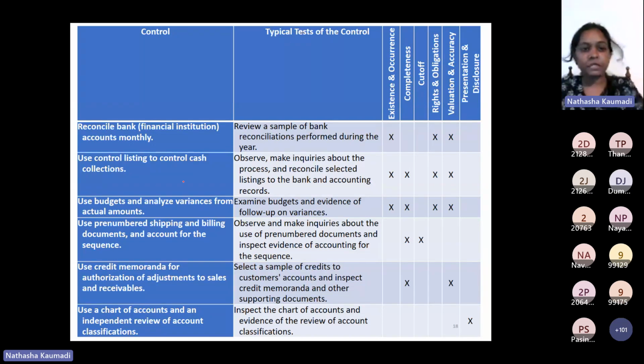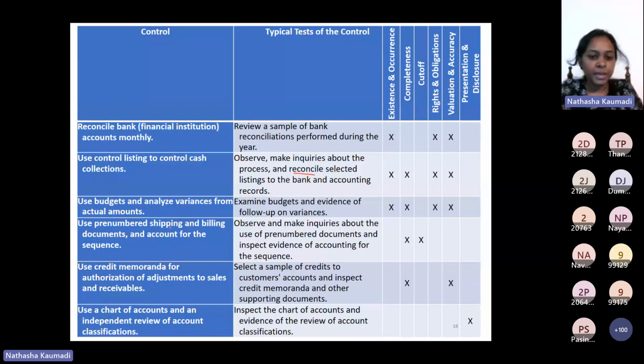And then use control listing to control cash collections. So you can observe, make inquiries about the process and reconcile selected listings to the bank and accounting records. So you are using several audit procedures here, right? As test of controls, you observe, you inquire and you reperform. And then use budgets and analyze variances from actual amounts. What is that? Examine budgets and evidence of follow-up on variances. You need to examine those budgets, whether they have actually analyzed the variances.